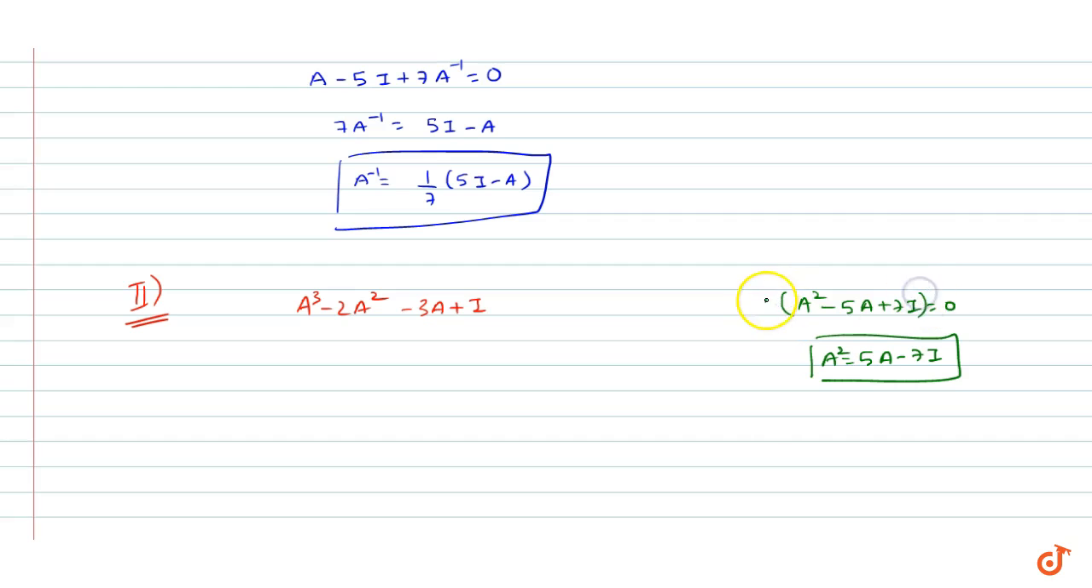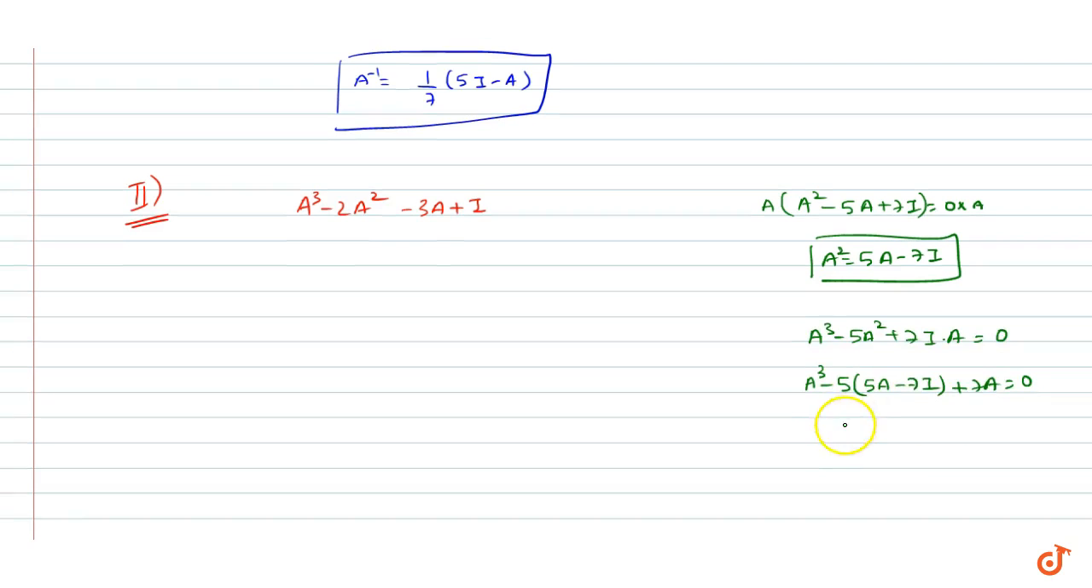और इसको अगर हम A से मल्टीप्लाई कर देते हैं तो ये हो जाएगा A³ − 5A² + 7I·A = 0. दैट इज A³ − 5A² + 7A = 0, जहाँ A² की वैल्यू है 5A − 7I. That is A³ − 25A + 35I + 7A = 0. तो A³ जो है वो हो जाएगा 25A − 7A − 35I.